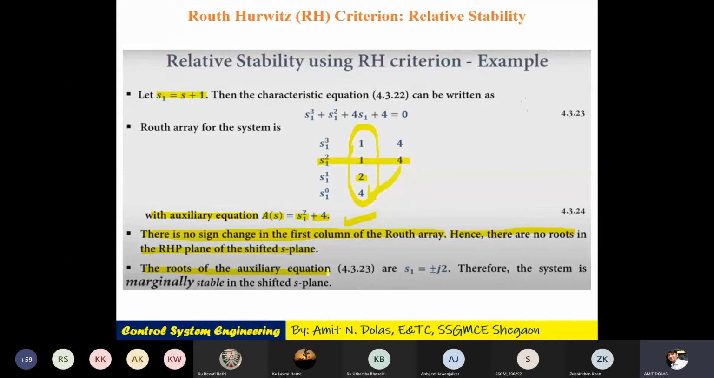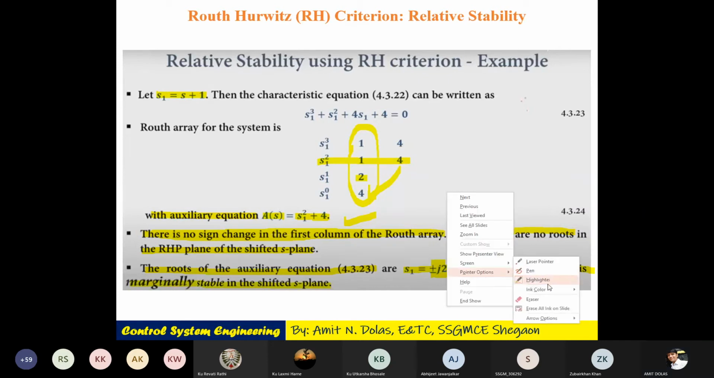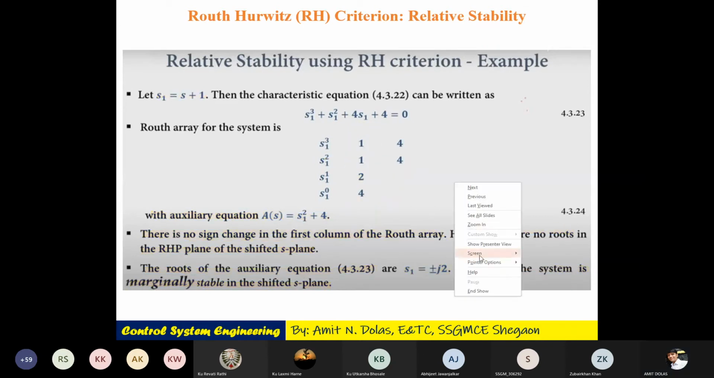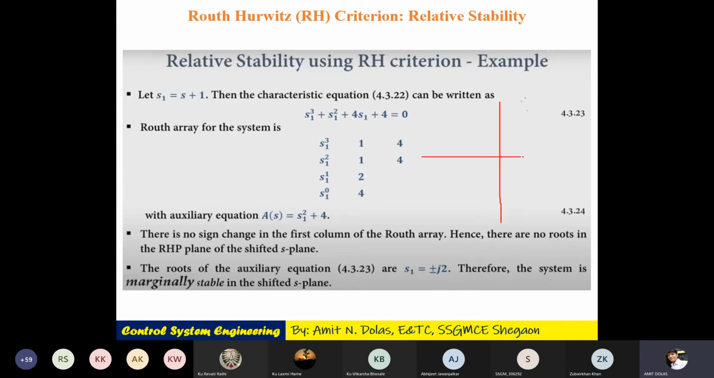So the roots of the auxiliary equation, what is it? S1 square plus 4 is equal to 0. So if you calculate the roots of S1, there will be plus minus j2. Therefore, the system is marginally stable. I will plot the S plane here so that you will get it clear. So I have this.